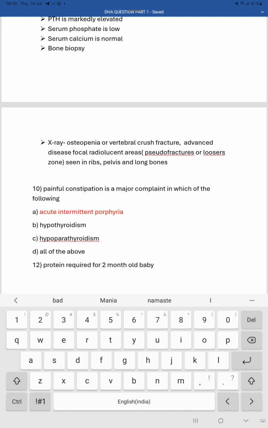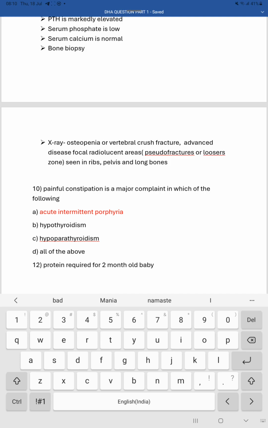Acute intermittent porphyria is a type of porphyria. Porphyria is a group of disorders in which porphyrin is getting built up in the body. Porphyrin is an abnormal organic compound which gets deposited in the body, and because of that you can get different types of disorders that are collectively called porphyria. In that, one condition is acute intermittent porphyria.